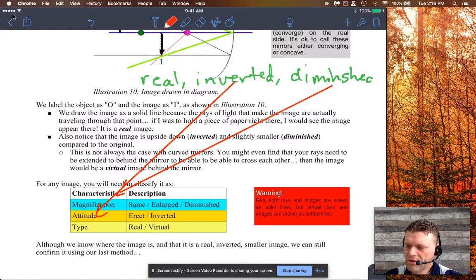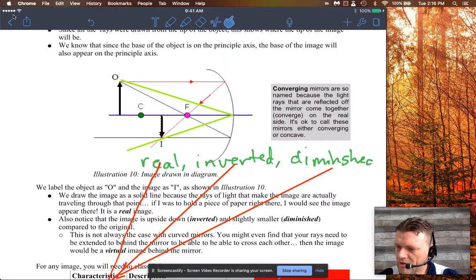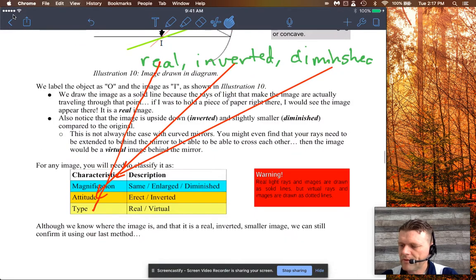If it's a real image, I like to think of it as light is physically passing through that point. Okay, there's actual light there. And Mr. Klintberg would say if you take a sheet of paper and stick it right at that spot. So, you know, if we grabbed a sheet of paper and we put it right there, okay? If you put a sheet of paper right there, you would see the image. It would be there. It would be physically present. So that's the designation for real versus virtual, okay?